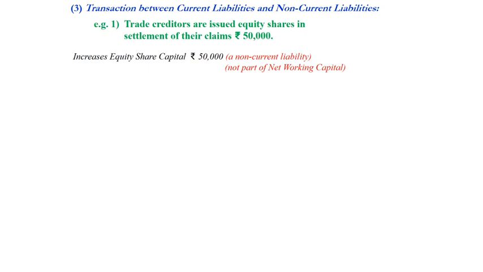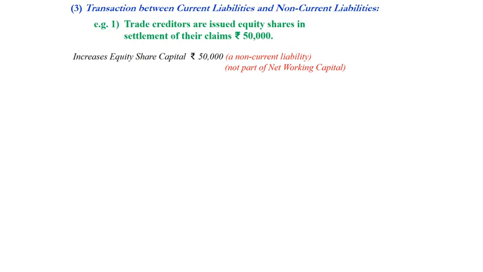So this transaction increases equity share capital by rupees 50,000. Is it not? When equity shares are issued, that will naturally increase the balance. It increases equity share capital by rupees 50,000. It is a non-current liability but not part of working capital. It is not a part of current asset or current liability. It is part of non-current liability. Therefore, there will not be any change in working capital.